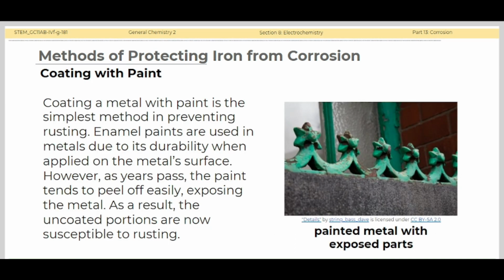Coating a metal with paint is the simplest method in preventing rusting. Enamel paints are used on metal due to their durability when applied on the metal surface. However, as years pass, the paint tends to peel off easily, exposing the metal. As a result, the uncoated portions are now susceptible to rusting.